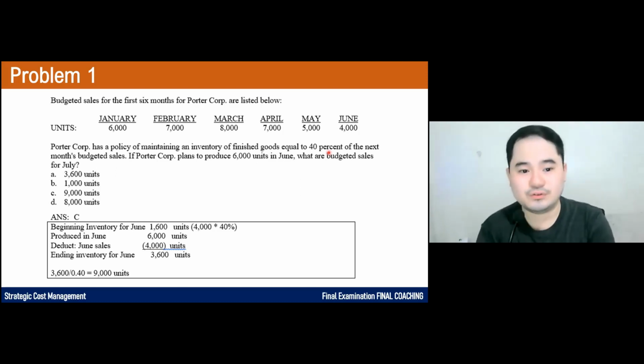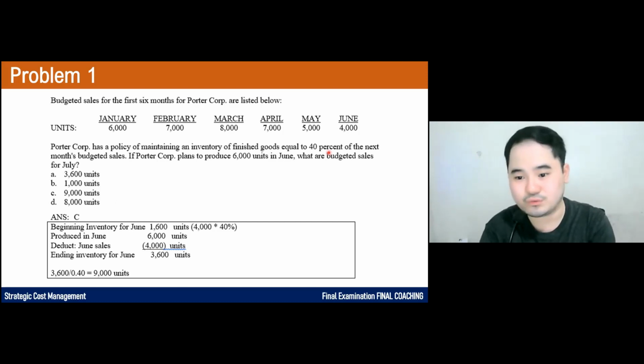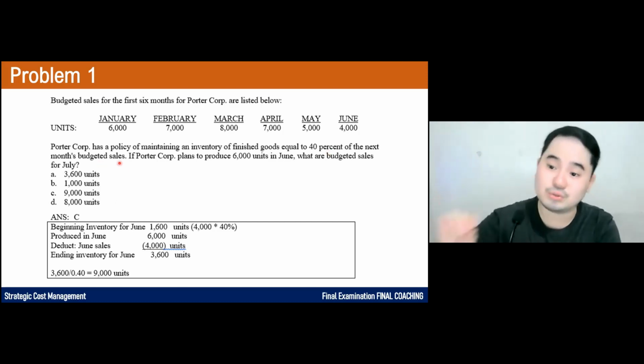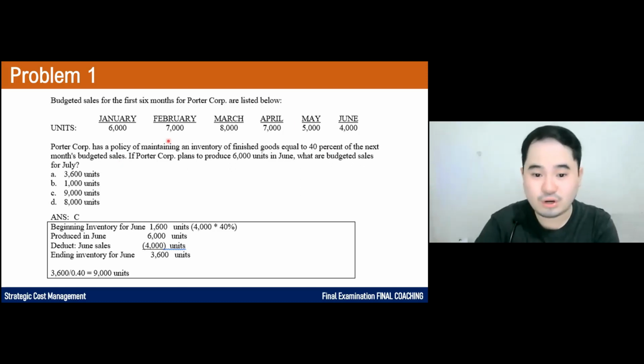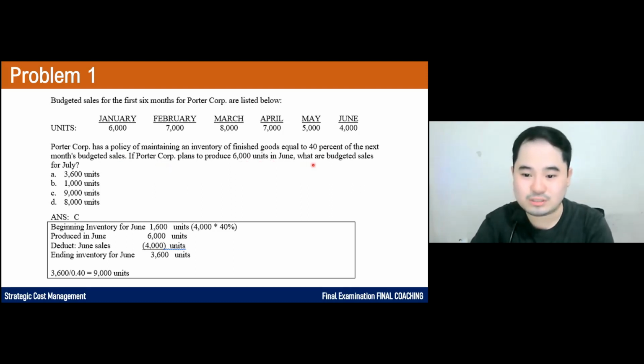Budgeted sales for the first 6 months of Porter Corporation are listed below. So we have January, February, March, April, May, and June. Porter Corporation has a policy of maintaining an inventory of finished goods equal to 40% of the next month's budgeted sales. So yan sinasabi ko sa inyo. Susundin nyo lang kung ano yung sinabi. So kung ano man yung next month's budgeted sales, kuhanan mo lang ng 40%, yun na yung ending inventory mo. Okay? If Porter Corporation plans to produce 6,000 units in June, what are the budgeted sales for July?